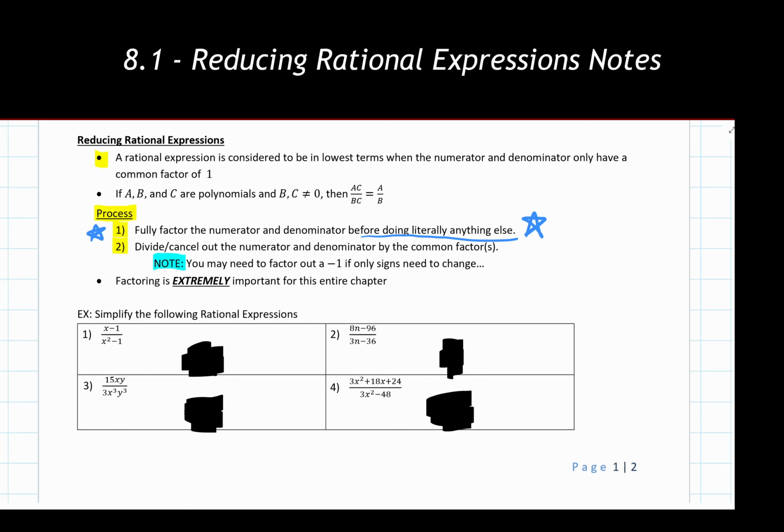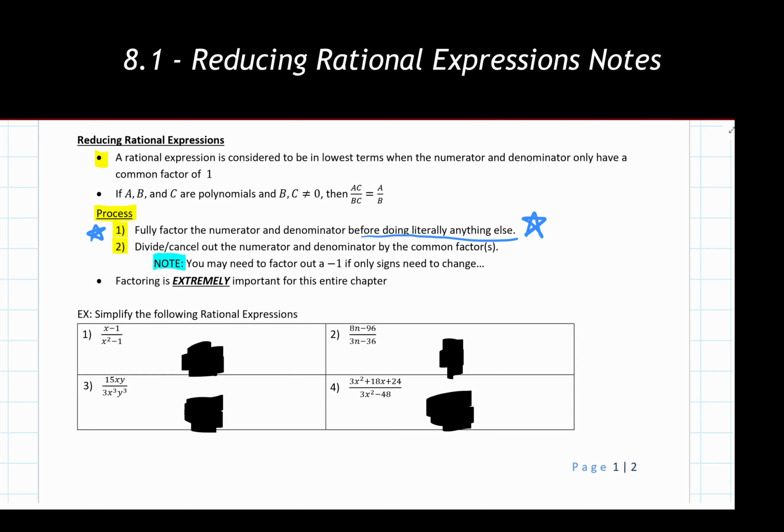Now, in some instances, depending on the numbers that we've been given, you may also need to factor out a -1 if only signs need to change in some of these numbers and functions that you're working with. This is not the most common of occurrences, but it does show up just frequently enough that I do want to make a note of that for you as something to keep an eye out for as you're going through these problems.